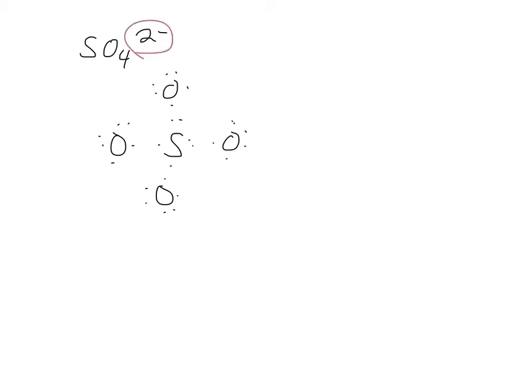Now, I got a 2 minus. Where do you think I'm going to put those 2 electrons? Put them on the oxygen. So I'm going to go ahead and stick those out there now. Okay? Now I can start bonding open valencies. And I'm done. That's what's open, right?